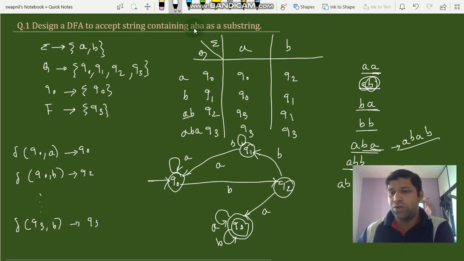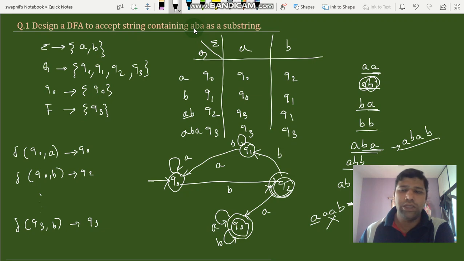We'll also see a failure case. I'll take the string AAAB. I'm starting with A: Q0 with A remains on Q0, Q0 with A remains on Q0, Q0 with A remains on Q0, Q0 with B goes to Q2, and my string ends with nothing after this. But where I am reaching is not a final state, which means this string is not acceptable.